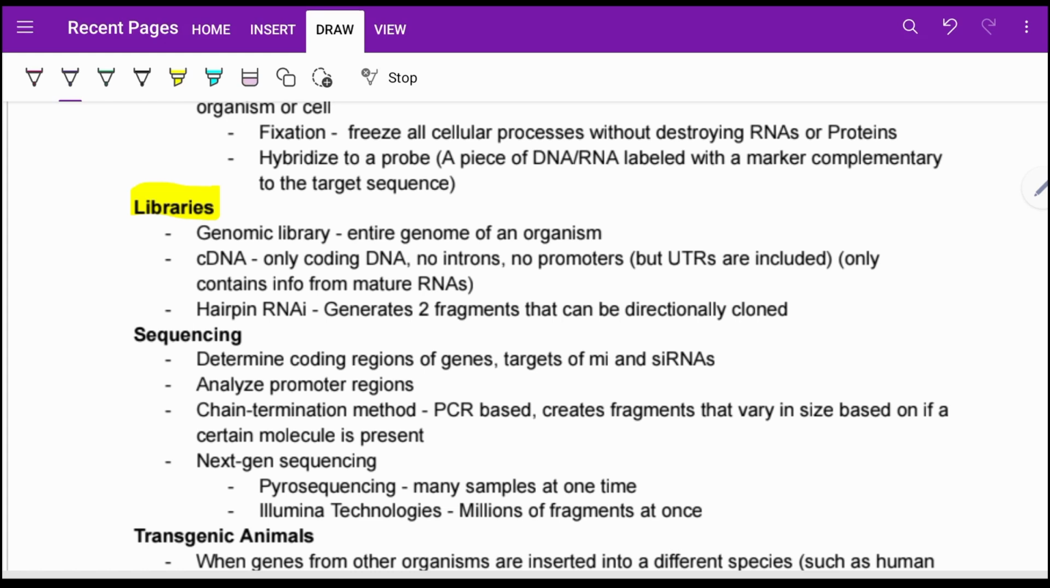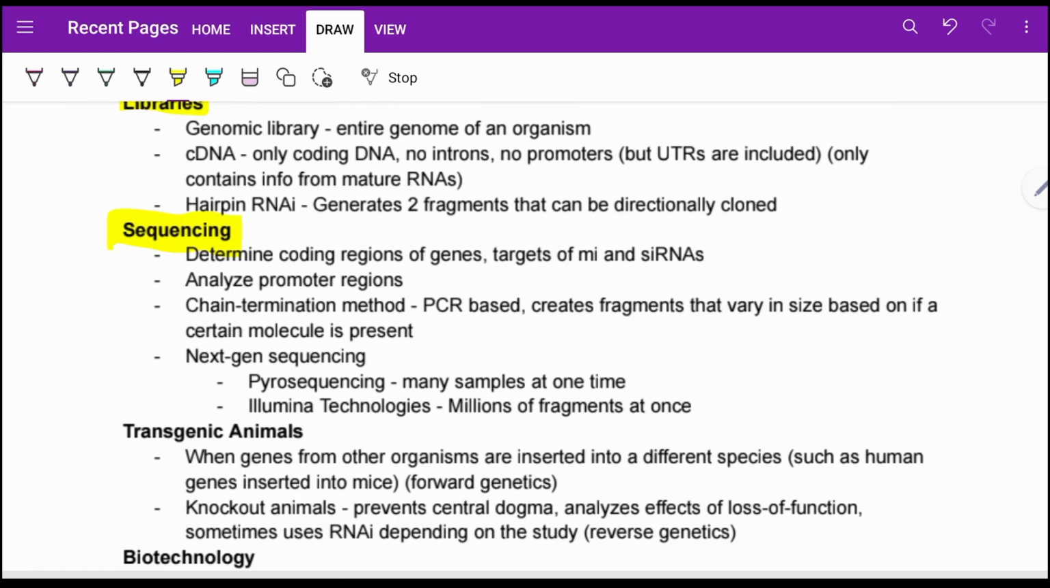We also, as a side note, have hairpin RNAi, which is basically the synthetic version of miRNA and siRNA, which are used to go around and regulate levels of mRNA and transcription and translation. That is here because it was here in the slides, but it has nothing to do with libraries.